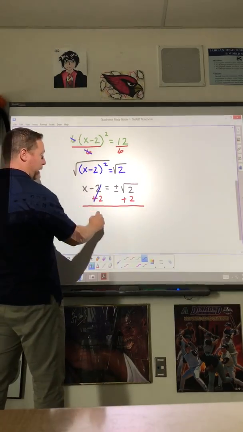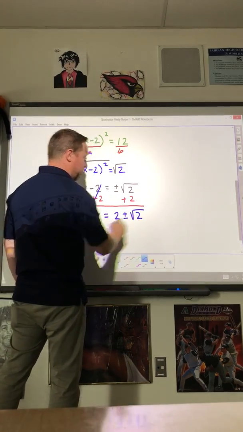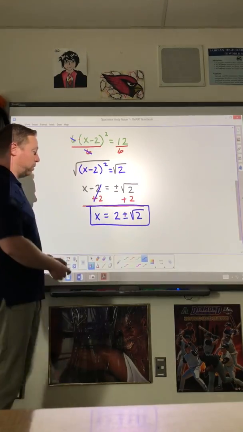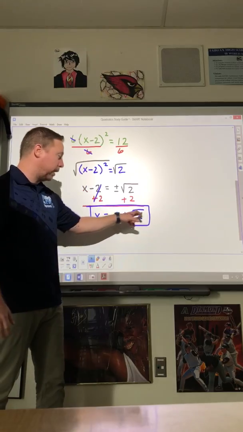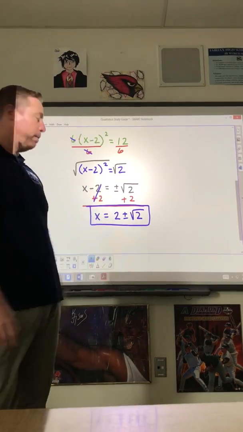This cancels, and I now have x by itself. I've got positive 2 plus or minus the square root of 2. There's nothing else I can do to simplify that. So those are my answers. 2 plus that irrational decimal and 2 minus that irrational decimal. And that would be an acceptable answer.